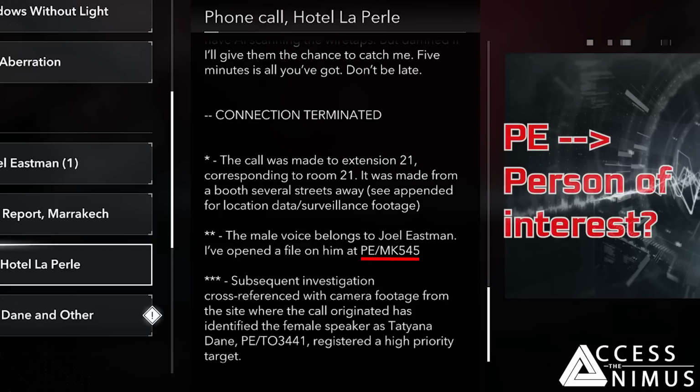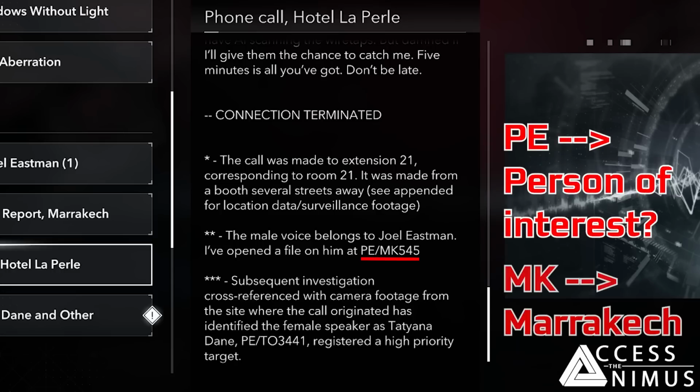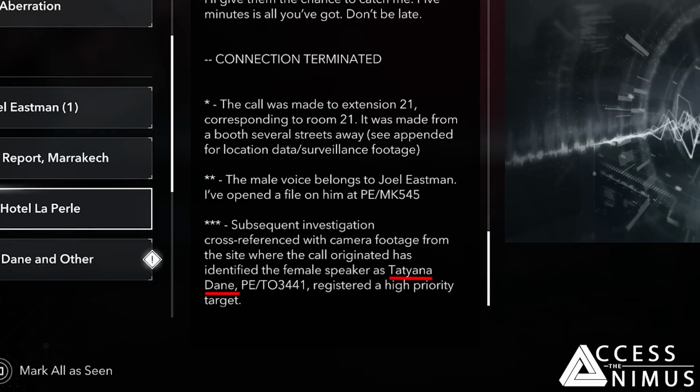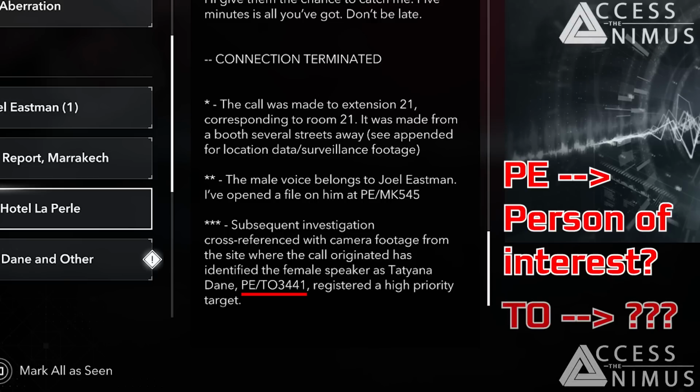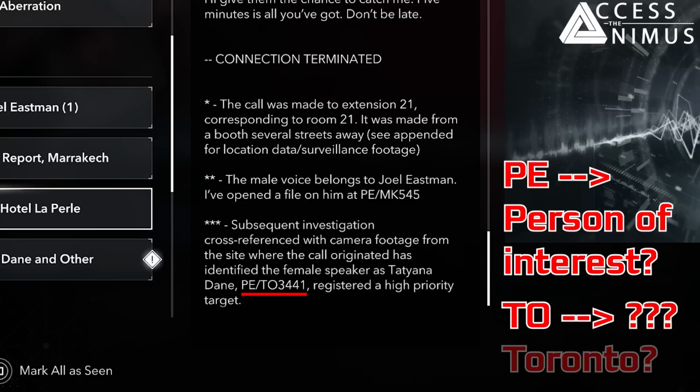PE/MK545, again PE for like a person of interest or external person, and MK for Marrakech, supposedly where he was identified by Abstergo for the first time, and Tatiana Dane, considered by Abstergo as a high priority target and is registered as PE/TO3441, so another profile registered by Abstergo, but in a different city that I guess starts with T and has an O in it, like Toronto I guess. Let me know which city you think she might be from.